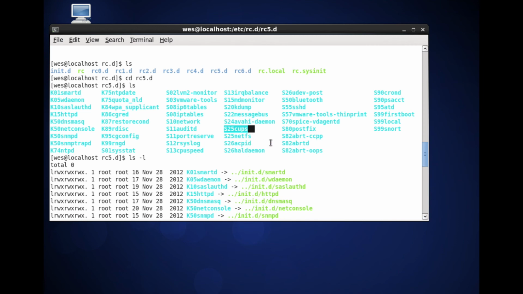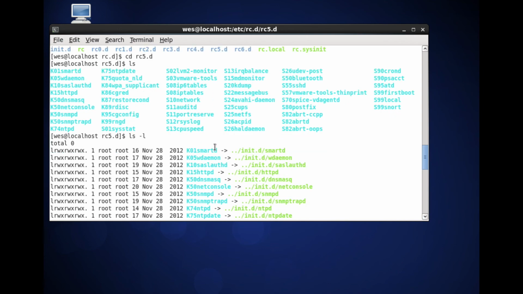I'm not seeing anything on here. For example, before abort CCPP. See this? And it does. The reason we can maintain that is because if we didn't have a number, then it would be impossible to make it run before it. But since we put a number in, S25 comes before S82. So that's what the numbers are for. They're to alphabetically sort.